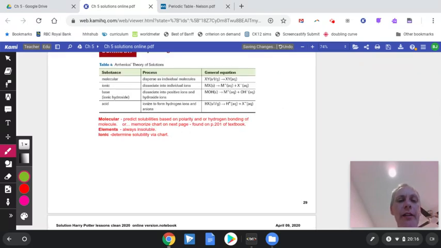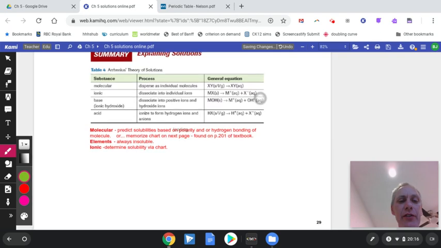Okay, this chart summarizes the 4 things you need to do. It summarizes what we just talked about there. So we've covered all that information.